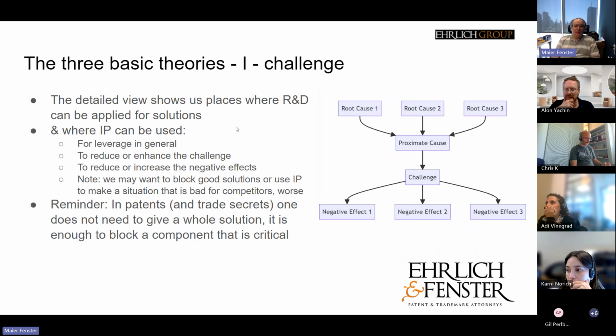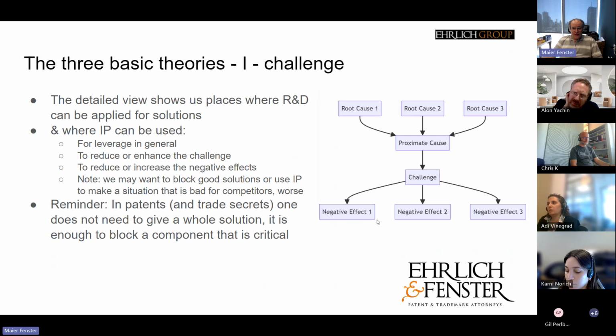So what are these three basic theories which the paper talks about? The first one is a challenge. Okay, the problem we're trying to solve. And basically we have something, the root cause of the challenge, usually more than one. We have what it looks like, the proximate cause. We have the actual challenge, and I promise to give examples later. And the challenge has some negative effects.